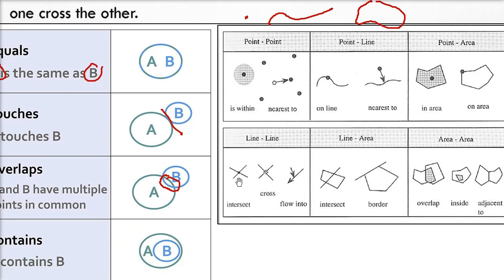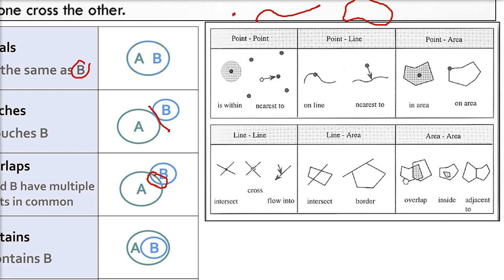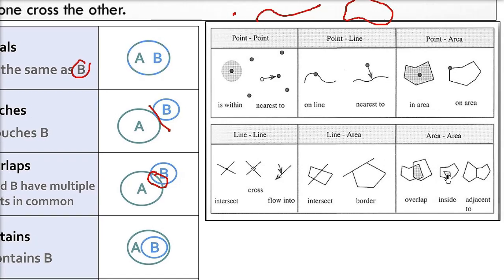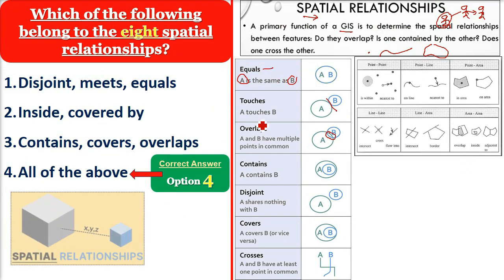Line and line, they are intersecting, those lines are crossing. The line and area, the line is intersecting the area or the line is just working as a border of the area. The areas may be overlapping, one area may be inside another, or they are just adjacent. These are all the spatial relationships, and these spatial relationships are between the features: point, line and polygon.